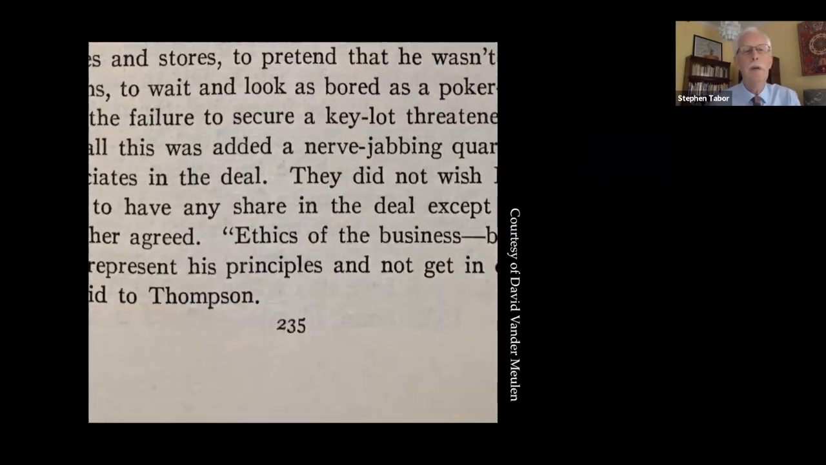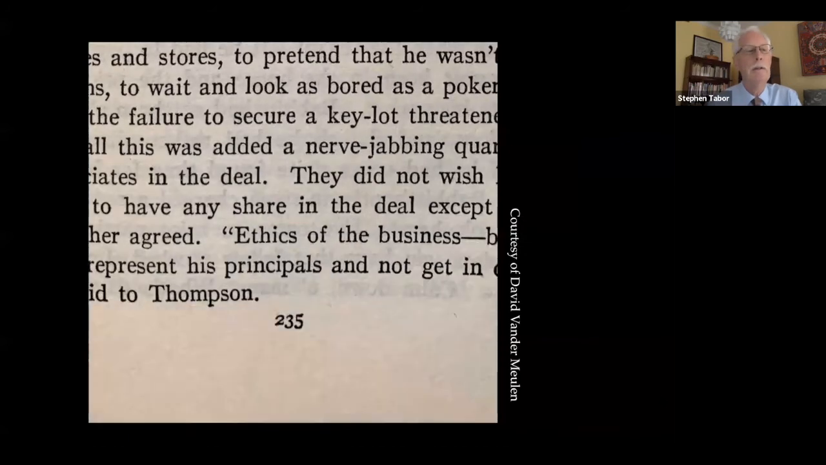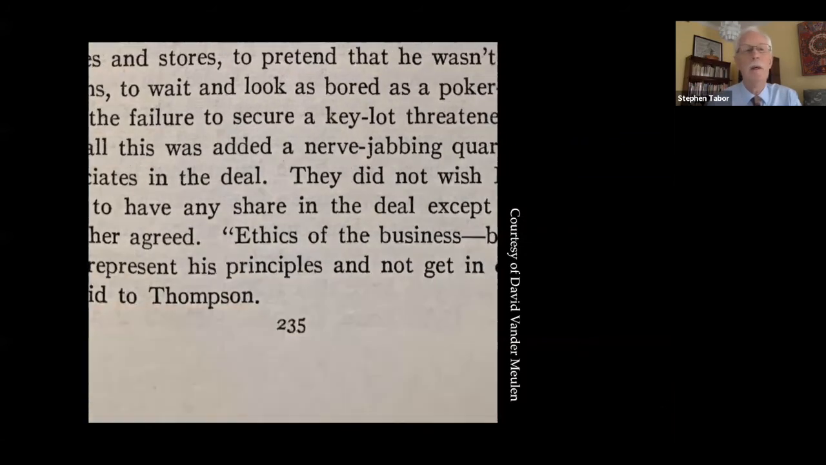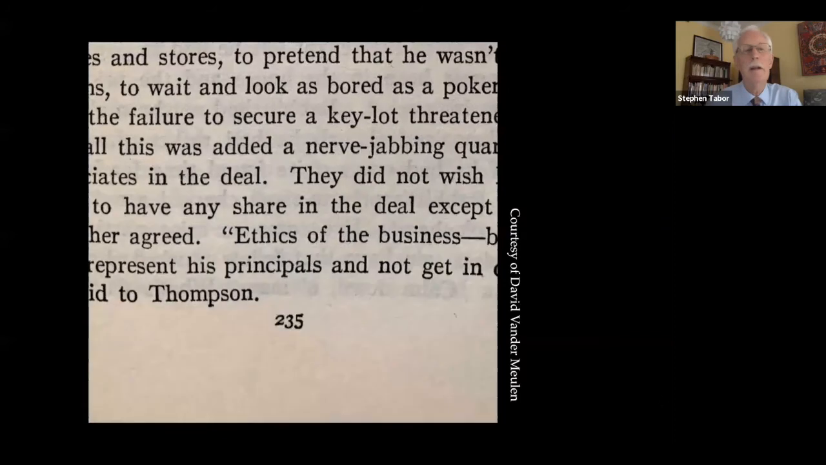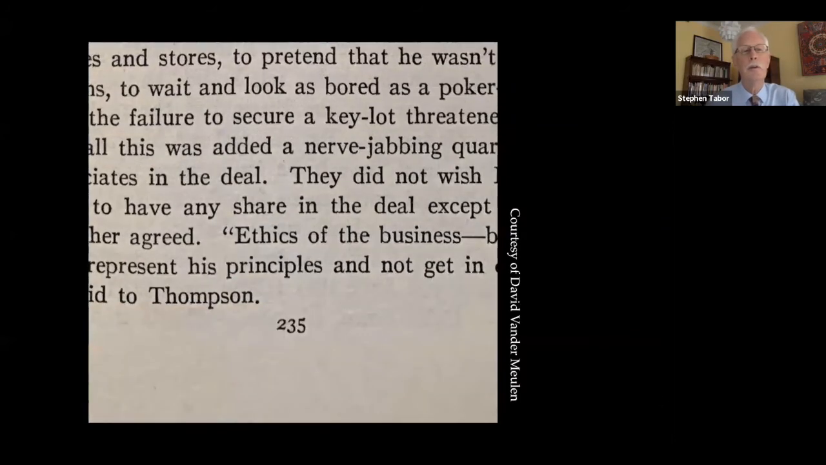What you see through the eyepieces looks like this. The keyword is in the middle at the bottom, and the correct spelling is ALS. The ethics of the business are such that the stockbroker should represent his principals, in other words, his clients.